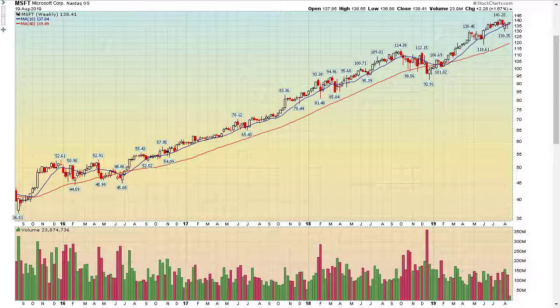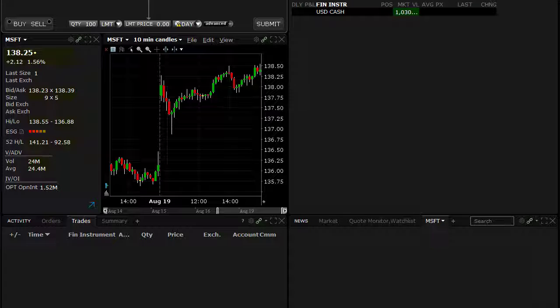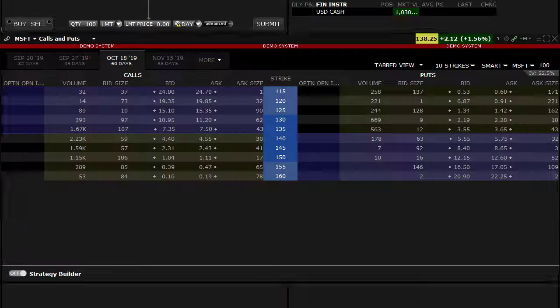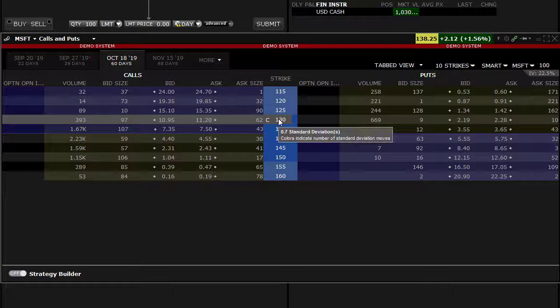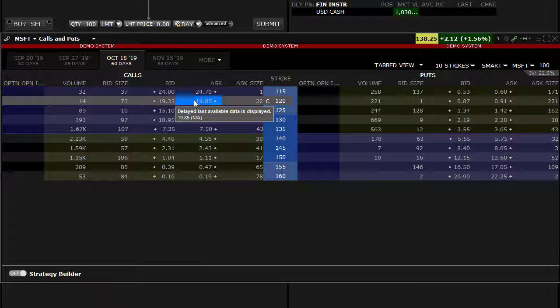So I'm going to go to Interactive Brokers and look at the options chain for Microsoft for October 18th, which is 60 days out. And we're looking at the 120, 130 call side. And what we're going to do is we're going to be buying the 120 calls. And the midpoint here, which we strive for, on the entry, is going to be, what is that, about 19.60.